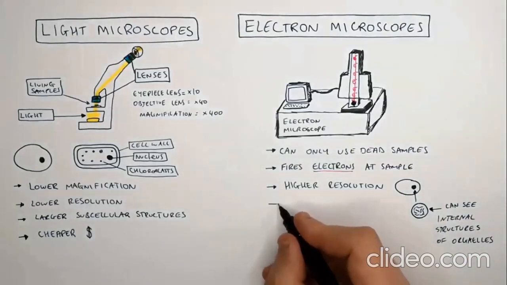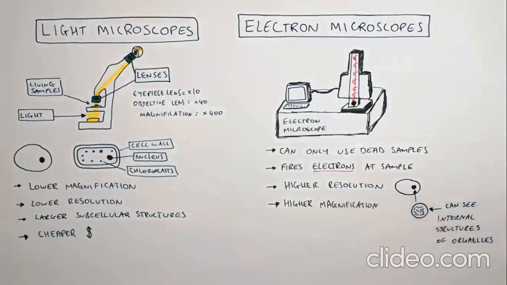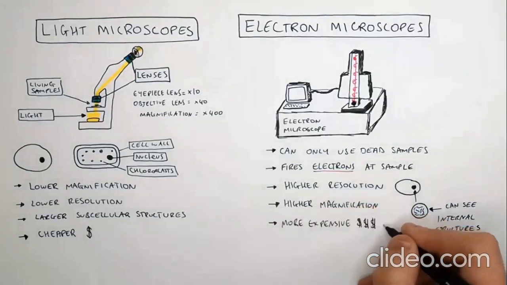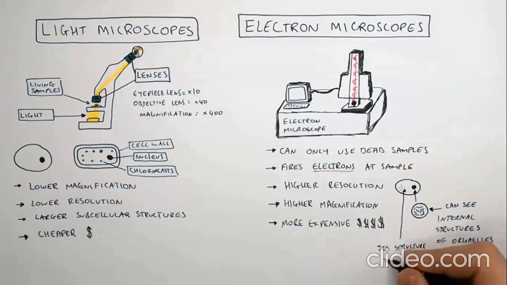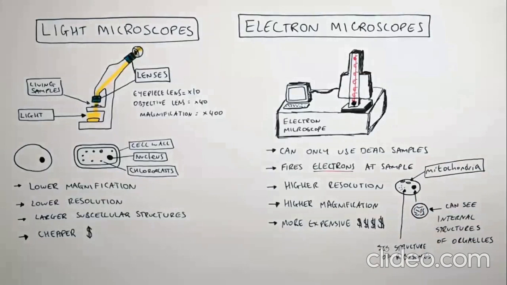So remember, electron microscopes have both a higher resolution and a higher magnification, whereby the highest magnification of an electron microscope can be times 1,000,000, and they are obviously going to be much more expensive than light microscopes. So you can use electron microscopes to see the structures of ribosomes and mitochondria. You cannot do that using the light microscopes you have in school.